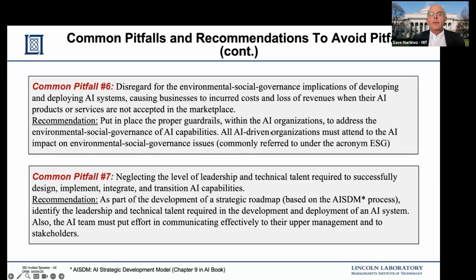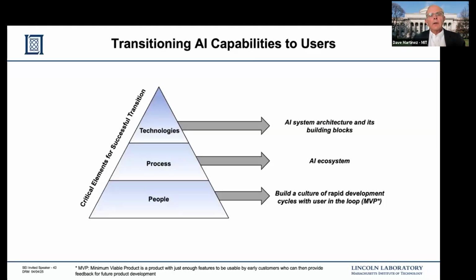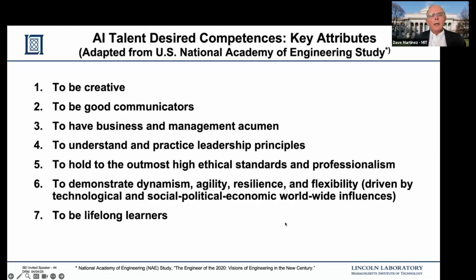And a couple more. Disregard of the environmental, social, governance. Well, the environmental is a big deal regarding these large language models. You need to attend to that. Also put guardrails that would help you to make sure that you're attending to that responsible AI. And the last one here is leadership and talent, which leads me to the next one. So far, I've talked about technologies, process. Let me finish up with the people side.